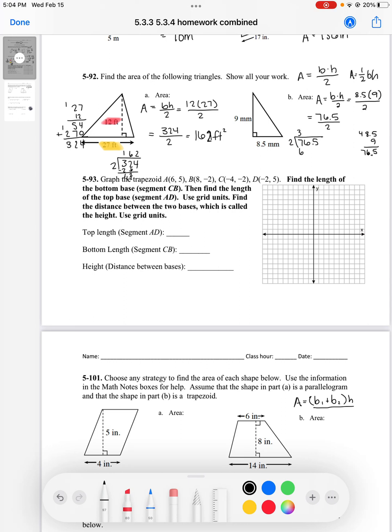2 goes into 7 3 times. 2 times 3 is 6. I subtract to bring down my 6. 2 goes into 16 8 times. I drop down the 5. 2 goes into 5 2 times, which leaves a 1, and I bring a 0 down. 2 goes into 10 5 times. I bring up my decimal point. My answer is 38 and 25 hundredths millimeters.